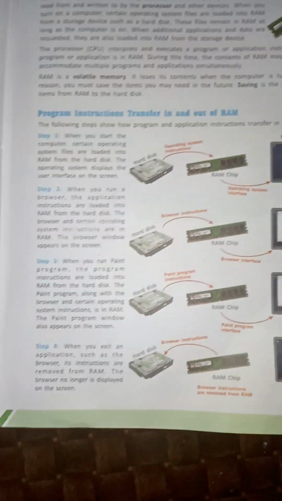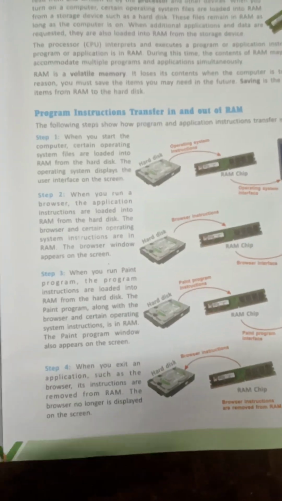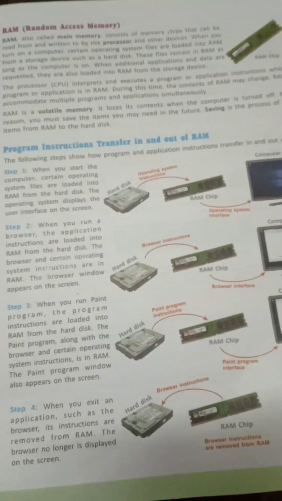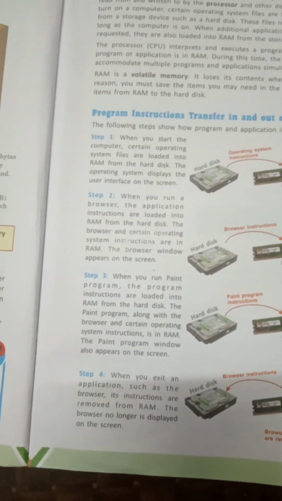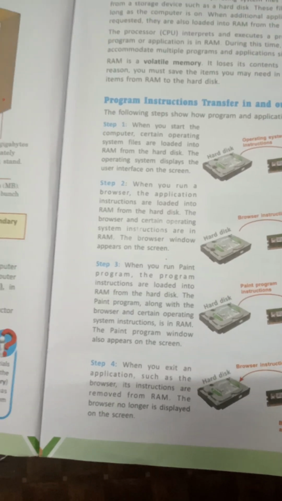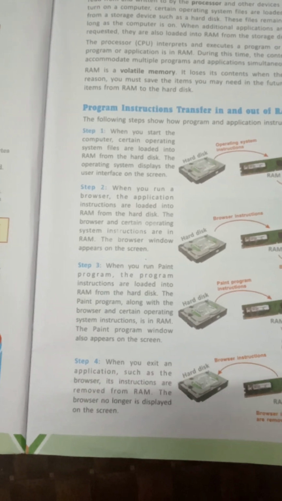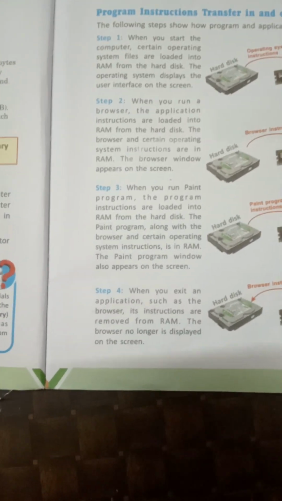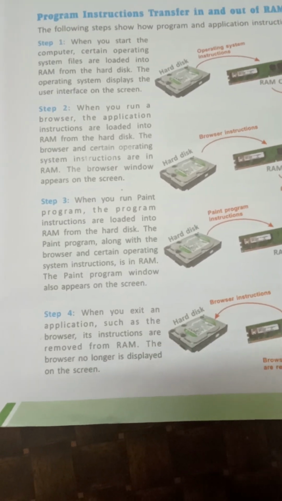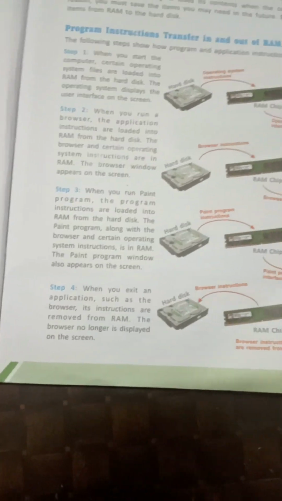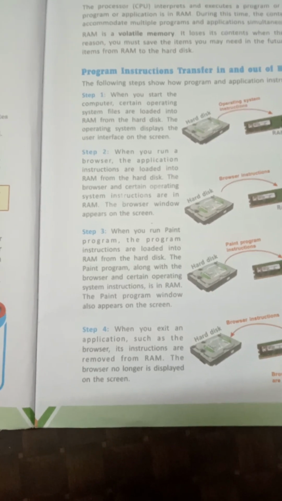Step 3. When you run a paint program, the program instructions are loaded into RAM from the hard disk. The paint program along with the browser and certain operating system instructions is in RAM. The Paint program window also appears on the screen. Step 4. When you exit an application such as the browser, its instructions are removed from RAM. The browser no longer is displayed on the screen.